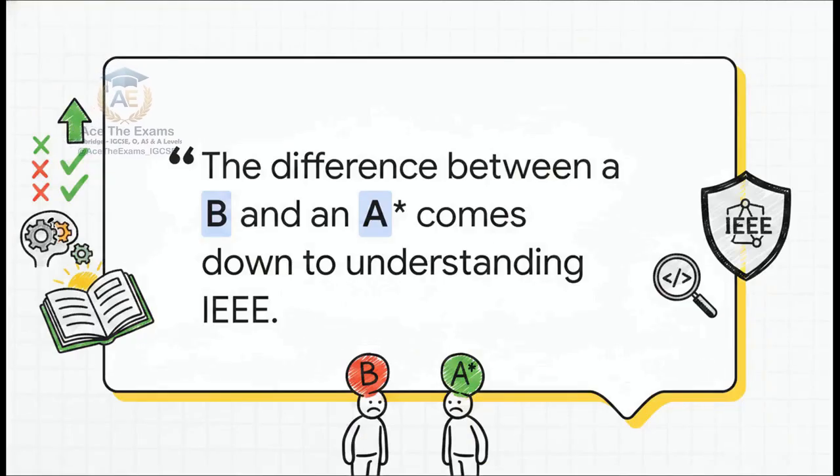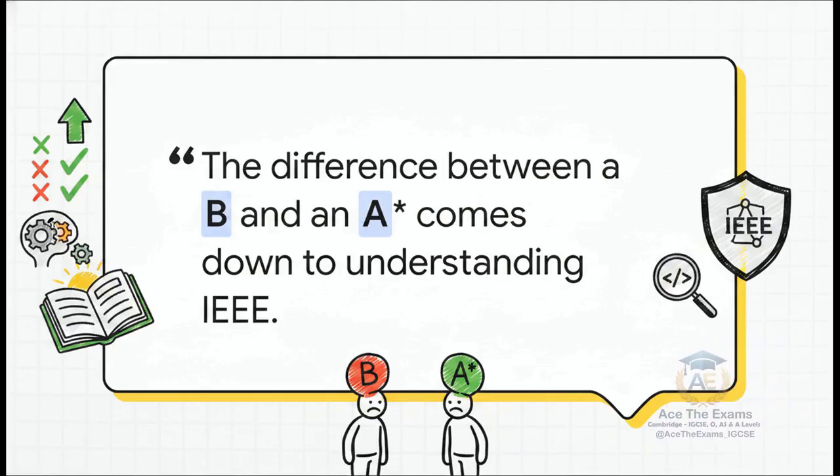Look at this quote from a senior examiner. It is a known fact in the marking rooms that the difference between a B and an A-star in computer science often comes down to how well you understand professional ethical bodies, specifically the IEEE framework. This isn't just my personal opinion, this is direct insider insight. The stakes here are incredibly high. This is the exact trap that caught our friend Alex. Alex ended up with a B because, sure, he showed a lot of knowledge, but he completely lacked the critical evaluation of how those IEEE standards actually apply to the specific coding scenario in the question.